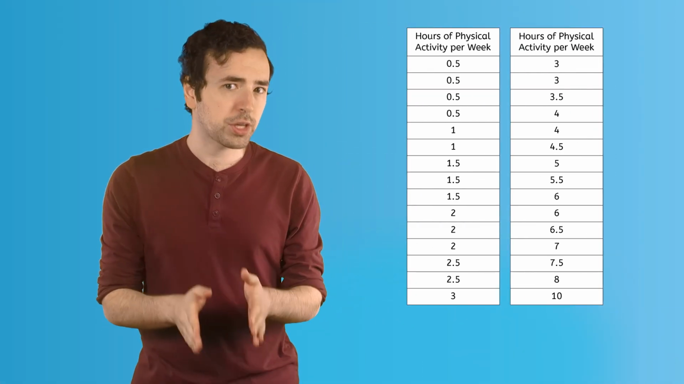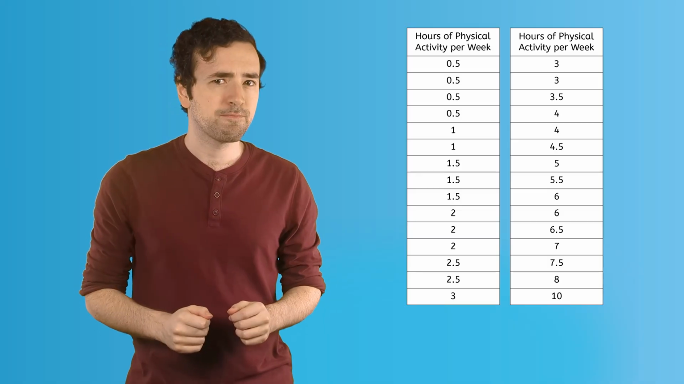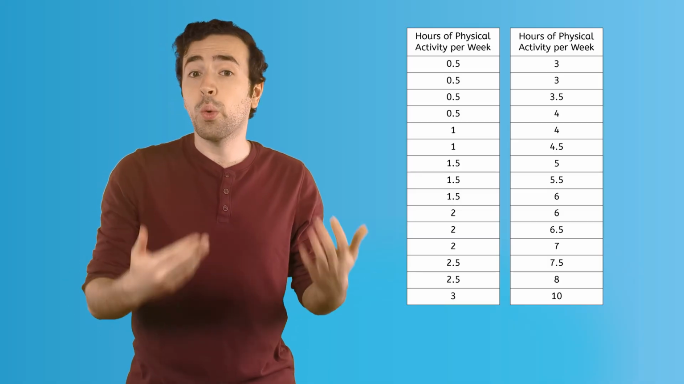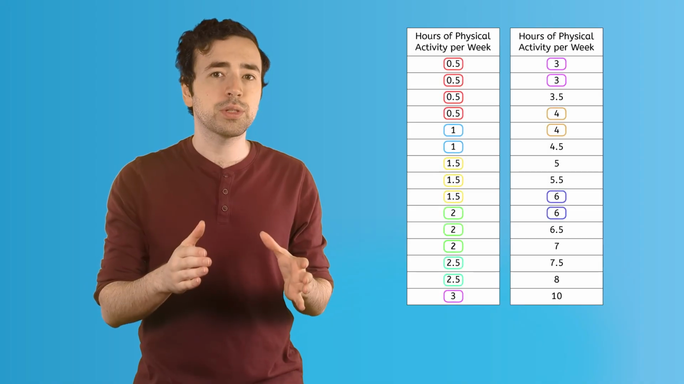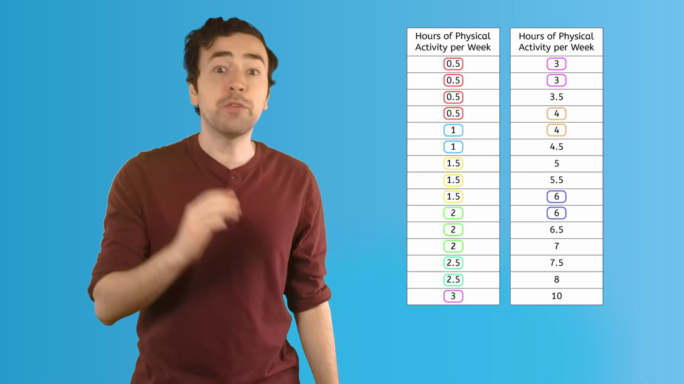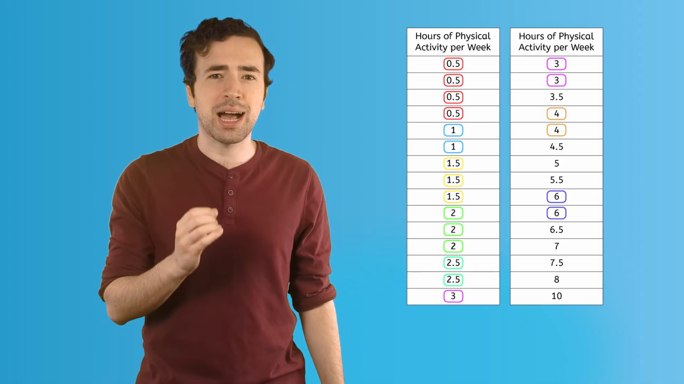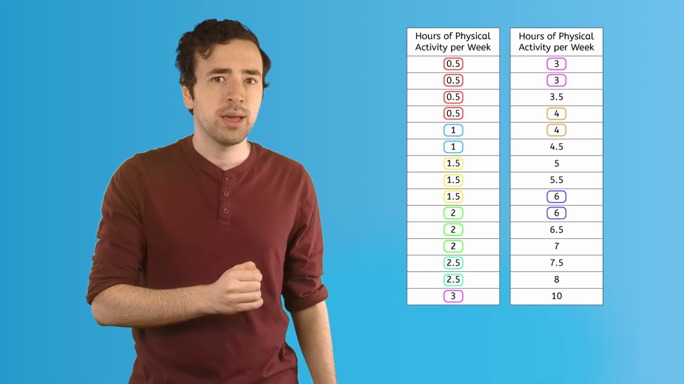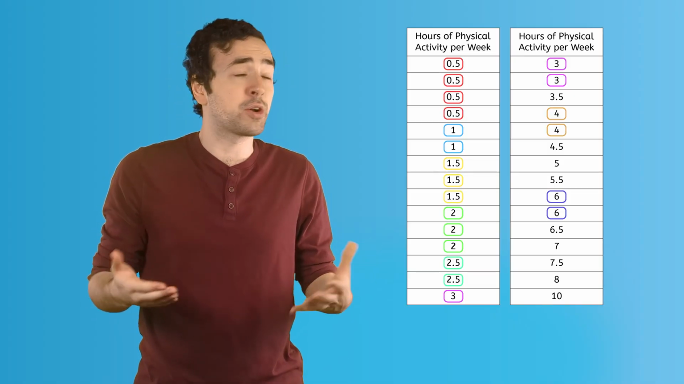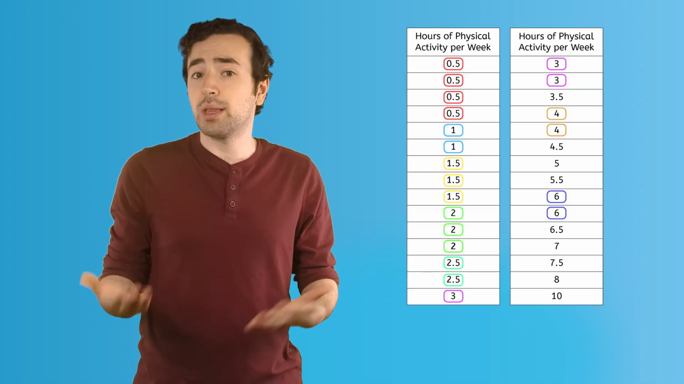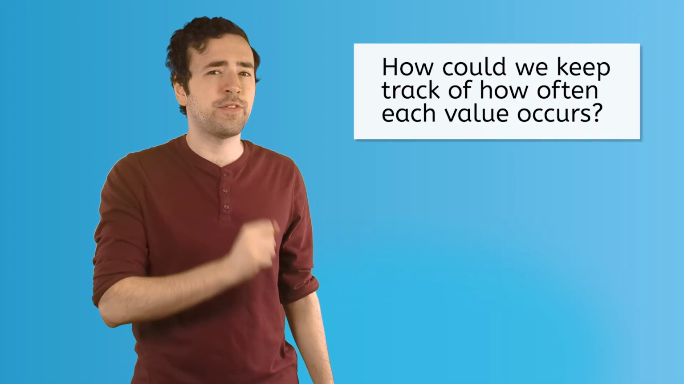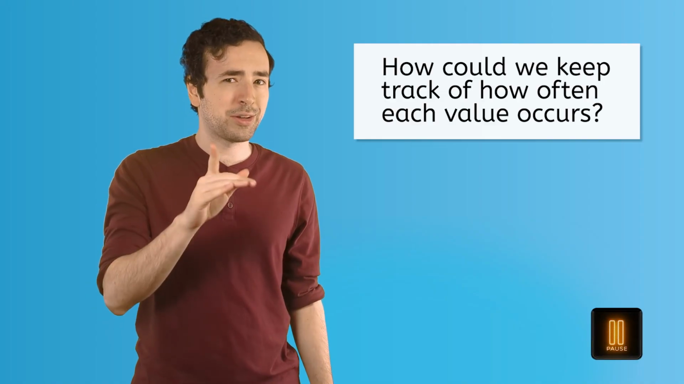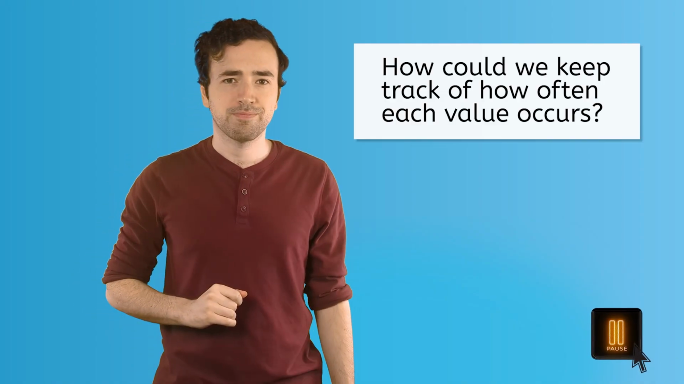Looking at the first couple of rows, what do you notice? Since we ordered the numbers from least to greatest, any repeating values will be together. You know what would make this data even clearer? If we knew exactly how many times each value appears. That way we can easily tell which values appear most often and which values appear less often. How can we keep track of how often each value occurs? Pause now to jot down some strategies.